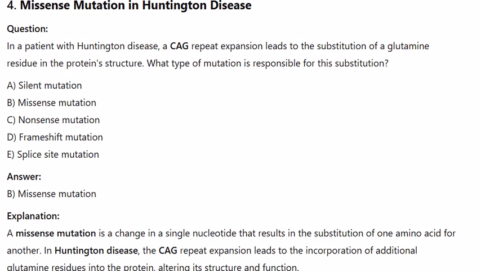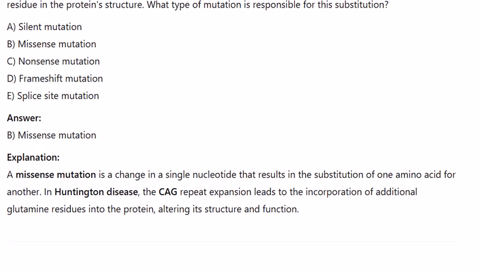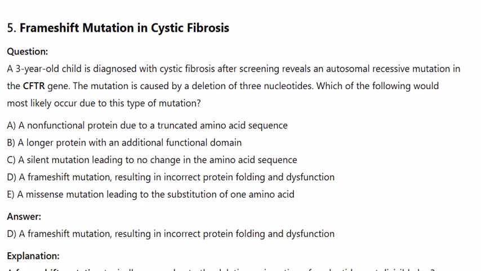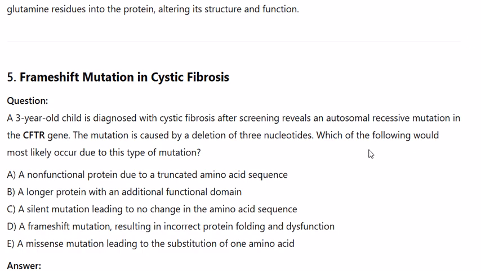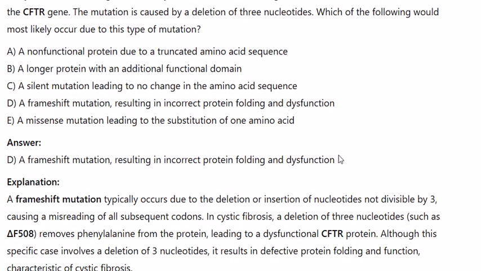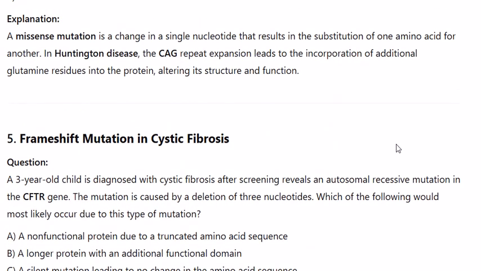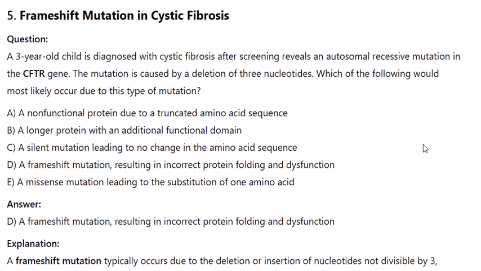Missense mutation. Explanation: a missense mutation is a change in a single nucleotide that results in the substitution of one amino acid for another. In Huntington disease, the CAG repeat expansion leads to the incorporation of additional glutamine residues into the protein, altering its structure and function. 5. Frame-shift mutation in cystic fibrosis.